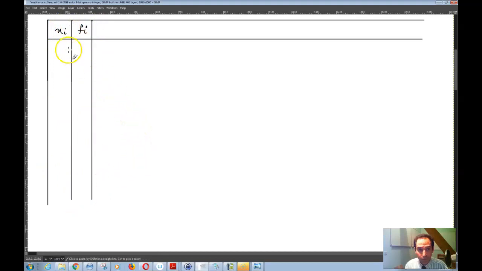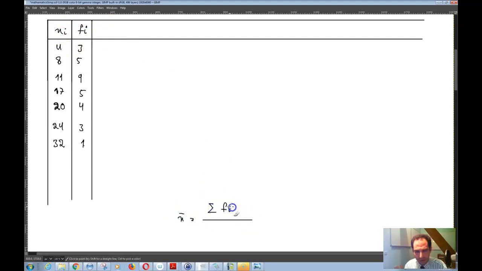And so my X of i's were 4, 8, 11, 17, 20, 24 and 32. And F of i over here was basically 3, 5, 9, 5, 4, 3, 1. And then I need to calculate X bar. So X bar, I can calculate it as X bar is equal to sigma F of i X of i over sigma F of i, right? This is the direct method.